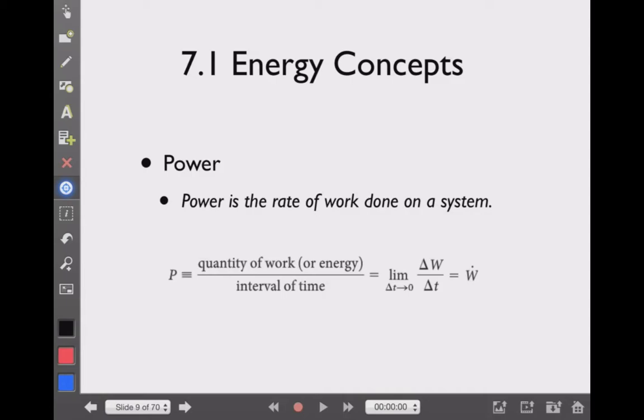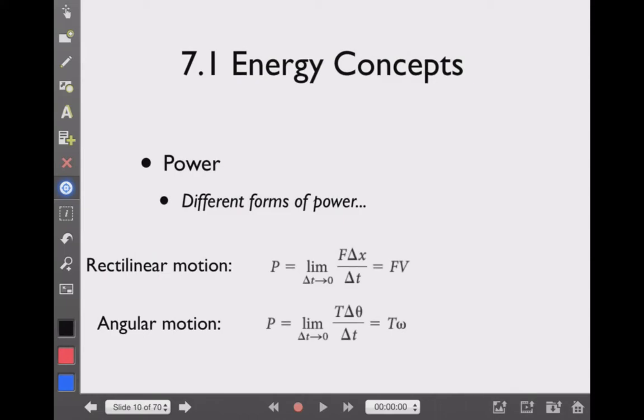The power is just the rate of work done on a system. And so that simply is a definition. We can see that the three lines there mean that it's a definition. It's just the quantity of work or energy that's done per unit time. And so it's just the limit as the time goes to 0 of the change in work over the change in time. And we write that as W dot. So basically power is the rate of work done, or the rate of energy consumed.